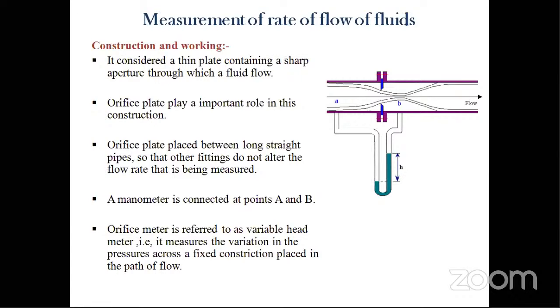When flow goes from portion A to portion B, the velocity in A is lower than in B. So whenever the velocity in B is large, what happens? The pressure head, meaning the pressure required, decreases. It is inversely proportional: when velocity increases, pressure decreases. So this pressure we can calculate using the manometer.